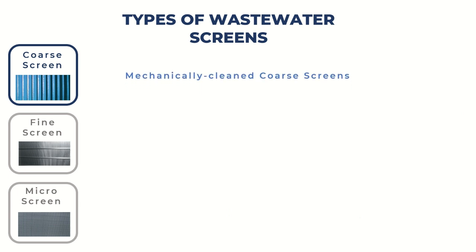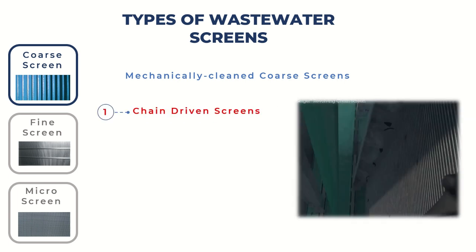The mechanically cleaned coarse screens utilized in sewage treatment plants improve productivity, function, and overall efficiency while reducing the problems and complications the wastewater treatment process faces. Mechanically cleaned coarse screens can be divided further into these four main categories.